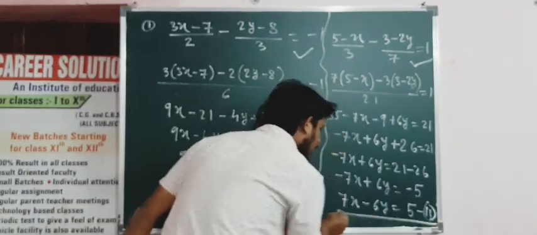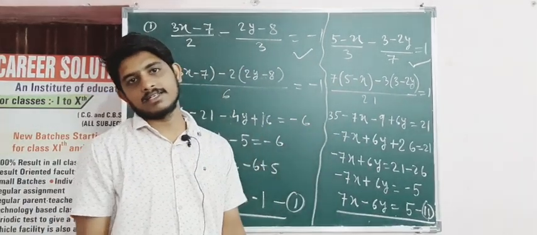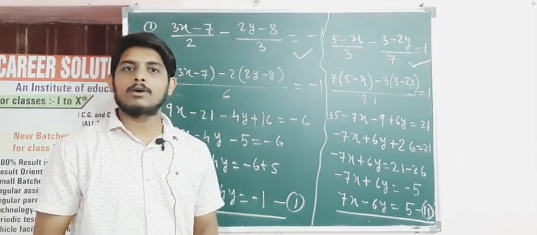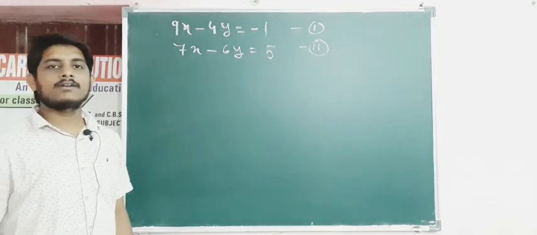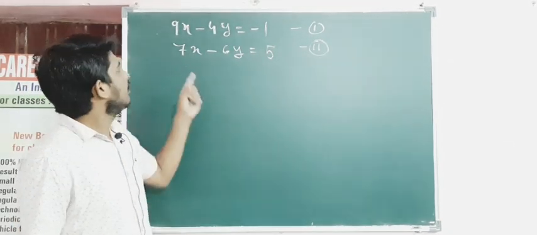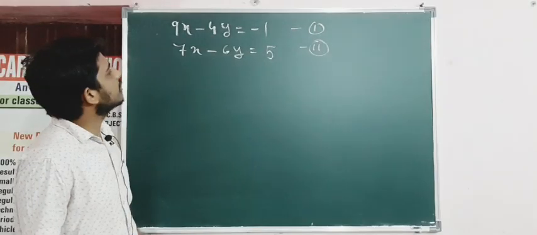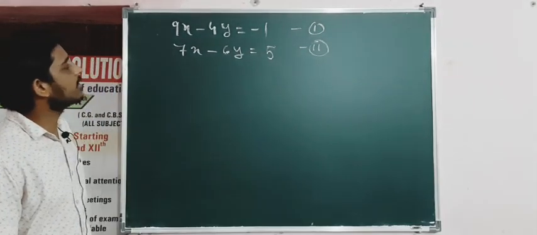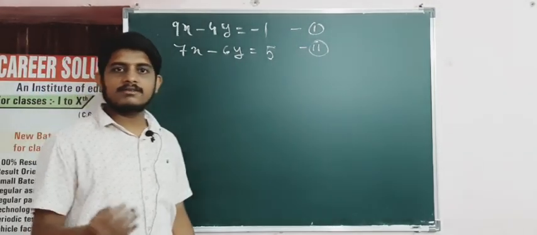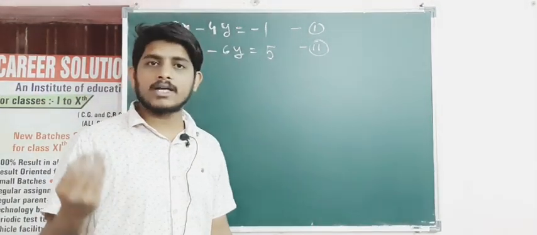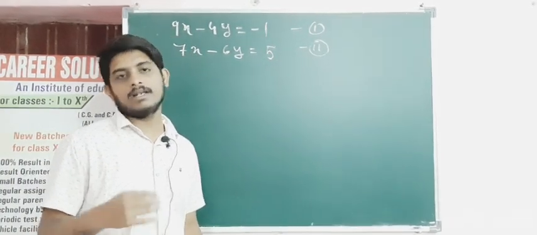Now I get two equations in the general form of simultaneous linear equation, and now I have to apply the elimination method. After simplifying both of the equations, we get these two equations, which is the general form of linear equation. 9x minus 4y equals to minus 1 and 7x minus 6y equals to 5. क्या करेंगे अब? First we will take the decision कि which variable we are going to eliminate. So I have taken the decision again to eliminate variable y.